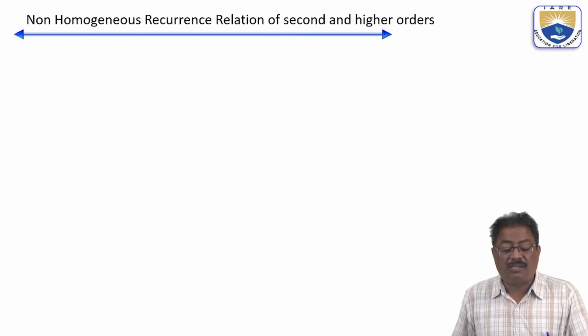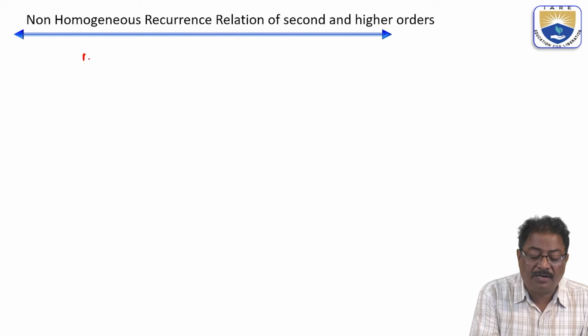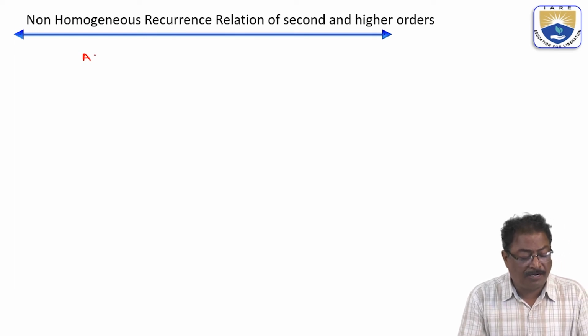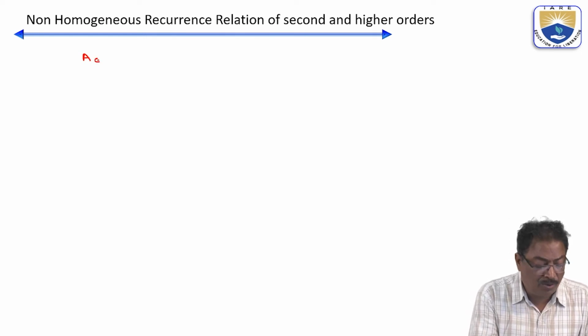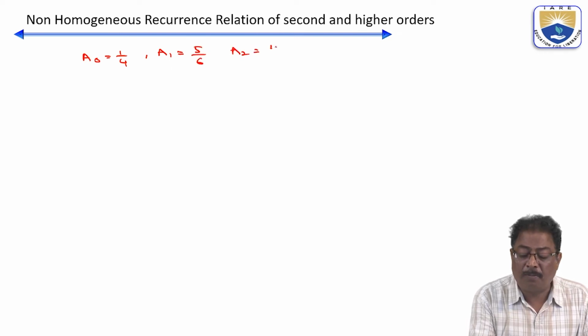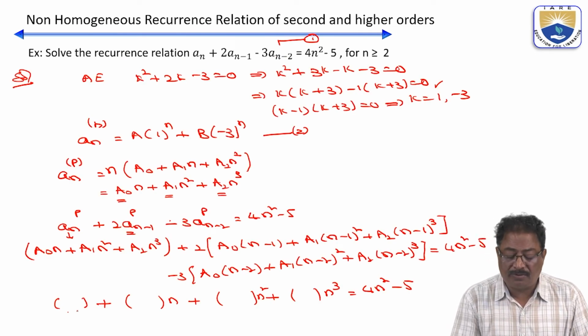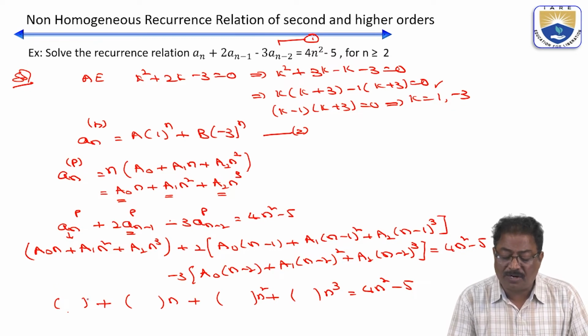See here, after simplifying, I am going to simplify that. And finally, we are going to get a0 equals 1 by 4, a1 equals 5 by 6, and a2 equals 1 by 3. So whatever we are going to get here, this is a constant term. That means the constant term is minus 2a0.